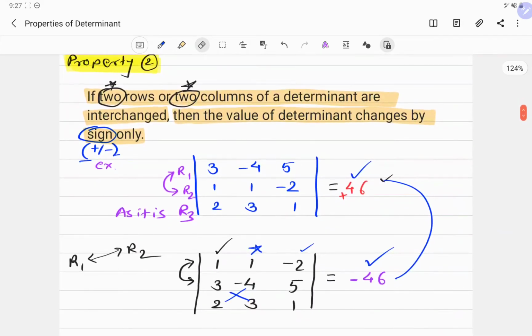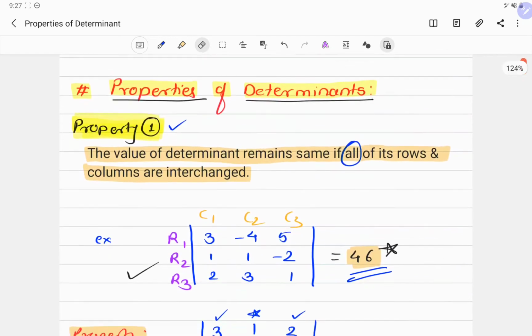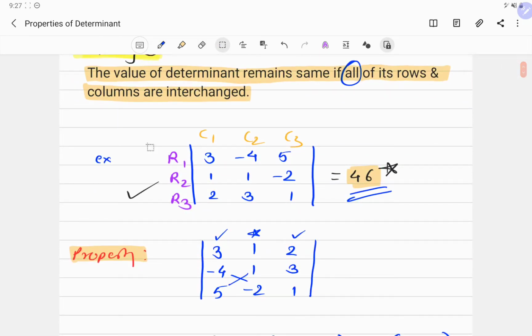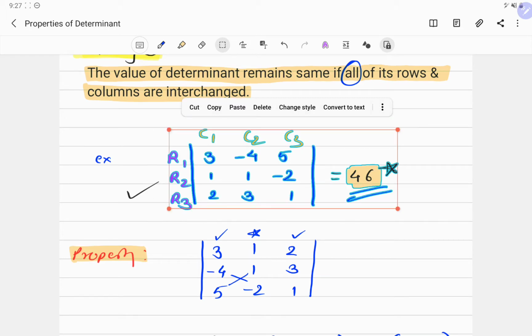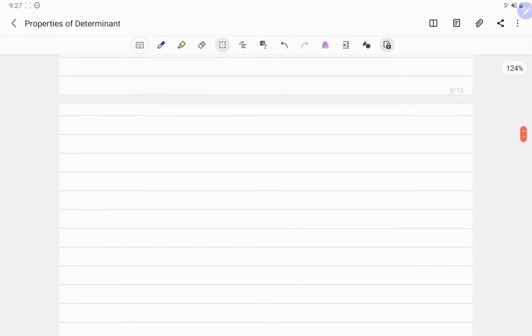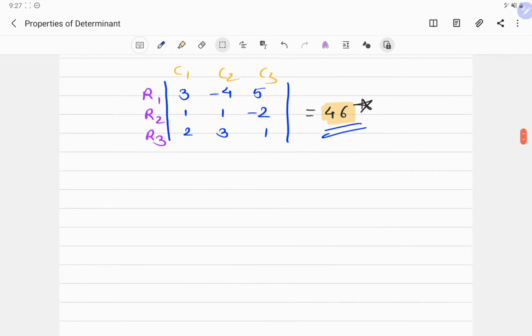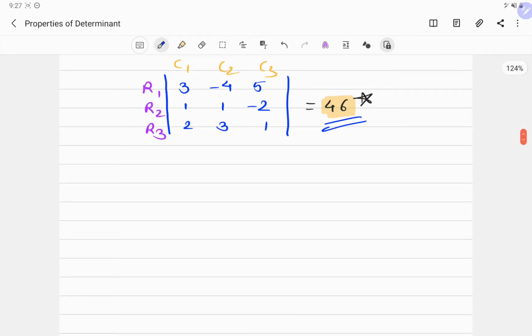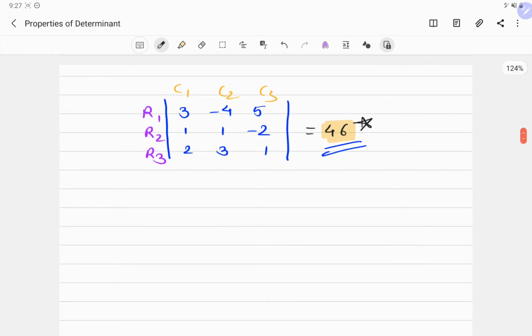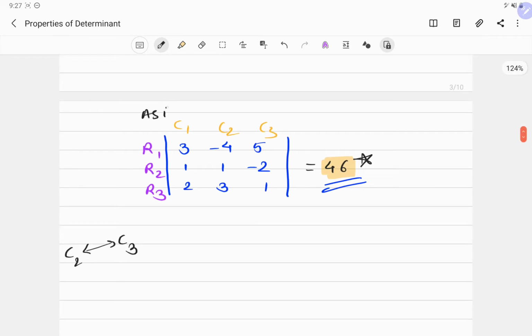So same property, if you want, you can apply for columns also. Let's copy the same determinant again. Here I am copying the same determinant, and you can apply this property to columns too. So let's understand this. Here this is the original determinant, and instead of changing the rows, this time I am changing two columns. You can change any two columns. Here I am interchanging the position of C2 with C3, keeping C1 as it is.